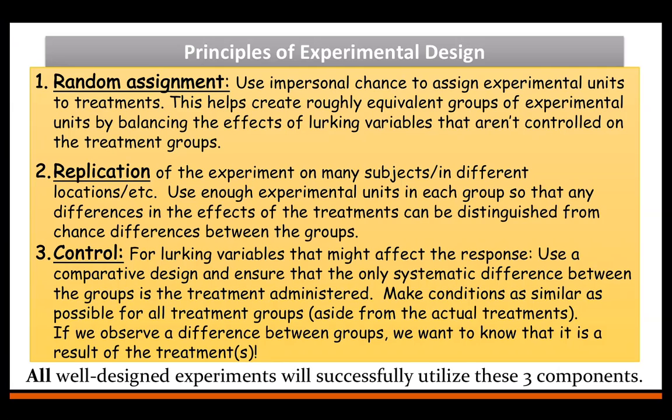Use enough experimental units in each group so that any differences in the effects of the treatment can be distinguished from chance differences between the groups. So for example, I have a new pill that's going to cure your headache better than anything on the market. So I get one person, I randomly assign them. I say, one person, you take my pill. The other person takes a dummy pill.